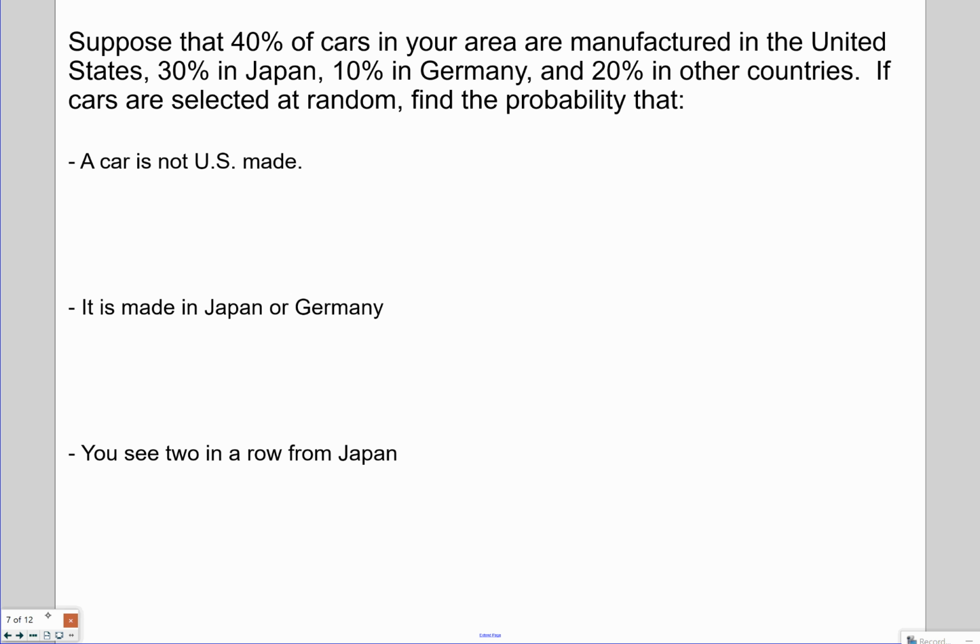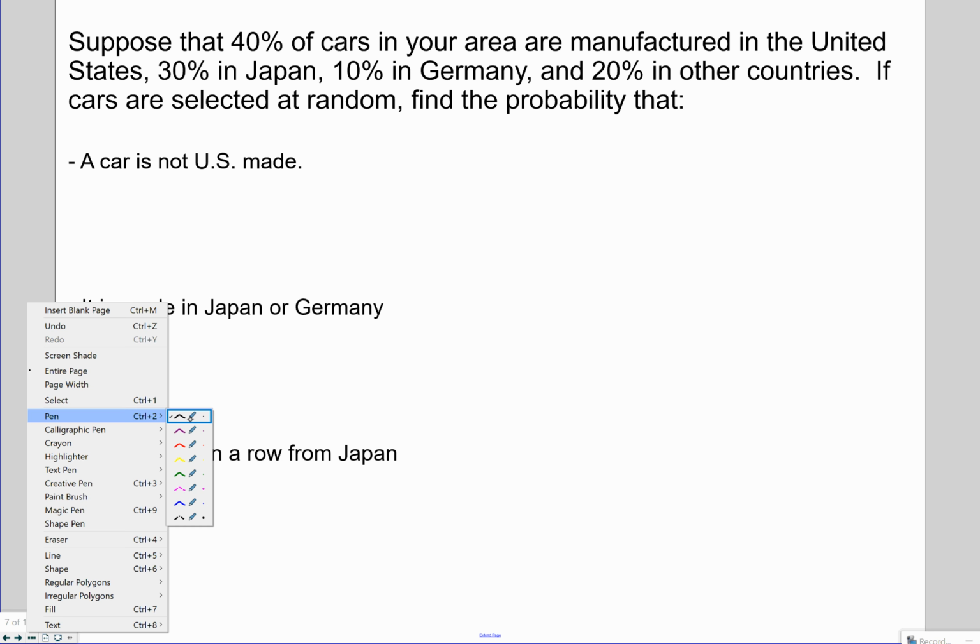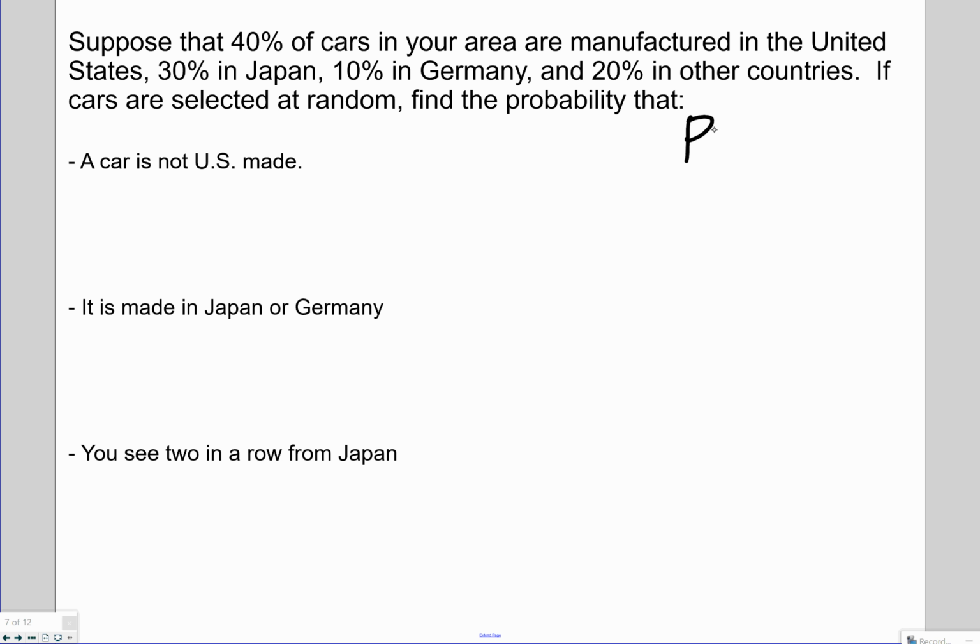All right, so in this problem, what I like to do is organize the information that's given to the side. You also have a blank slide if you want to use it, but I like to put the information that's given in terms of my probabilities. The first one they give me is the probability that the car is US made. So what's the likelihood that the car is US made? 40%. I'm going to write 0.4.